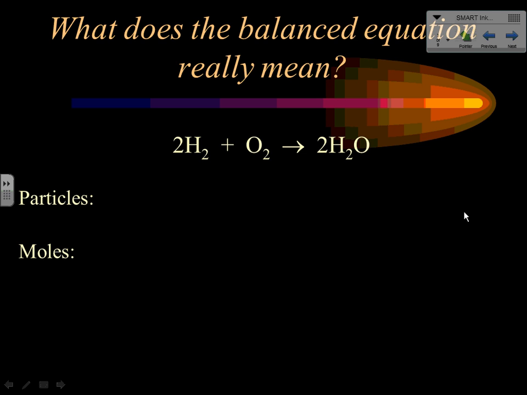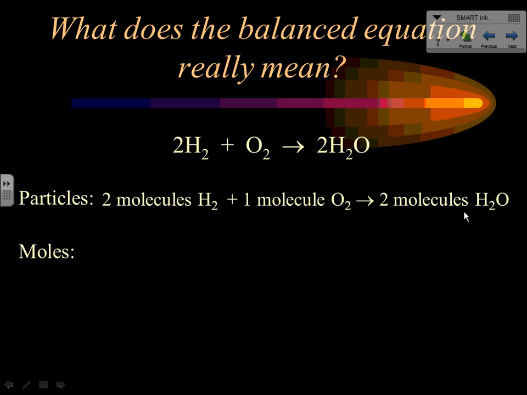Now, what does 2H2 plus 1O2 makes 2H2O really mean? Well, from a particle standpoint, it means you'd have two molecules of hydrogen reacting with one molecule of oxygen to make two molecules of water. And this is the only way this can happen. So you have to have twice as many hydrogen molecules being consumed as you have oxygen molecules. And guess what? You're going to get the same number of water molecules as you had hydrogen molecules. Now that's what it means from a particle standpoint.